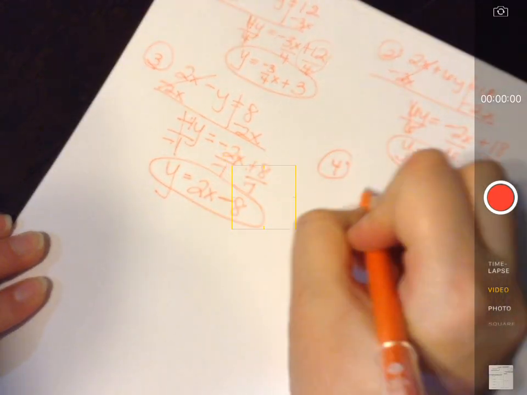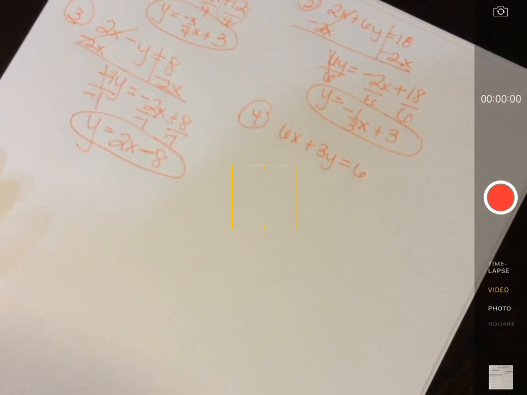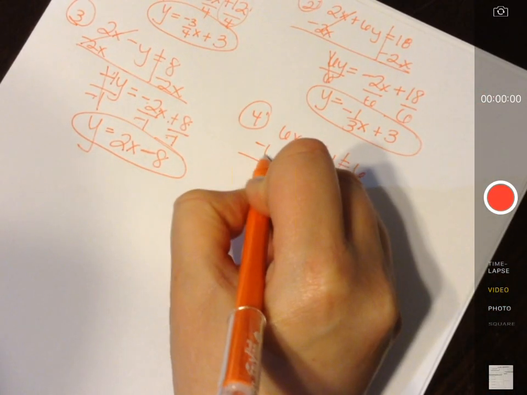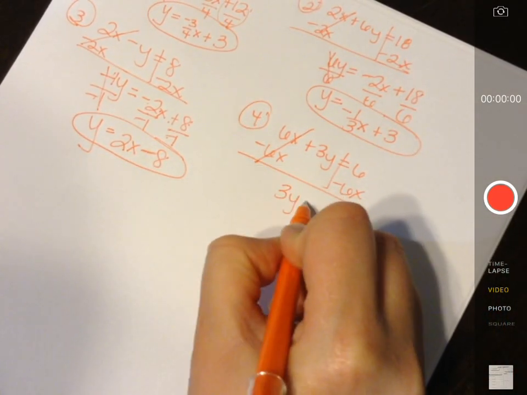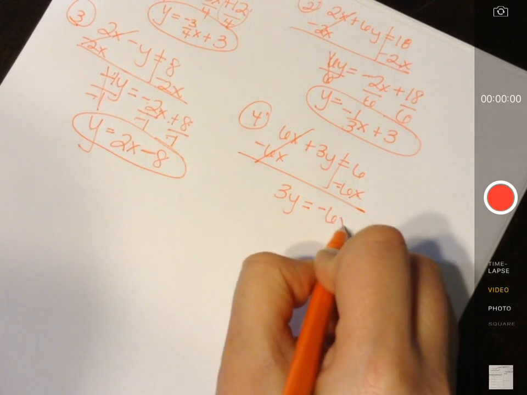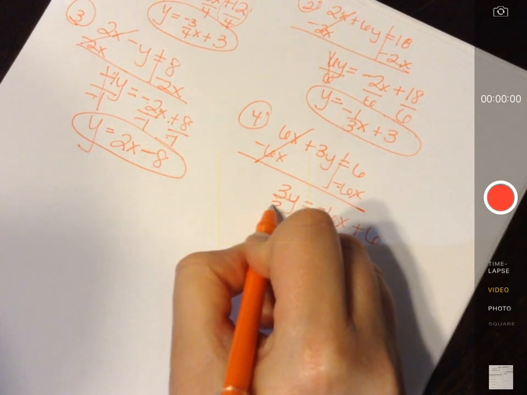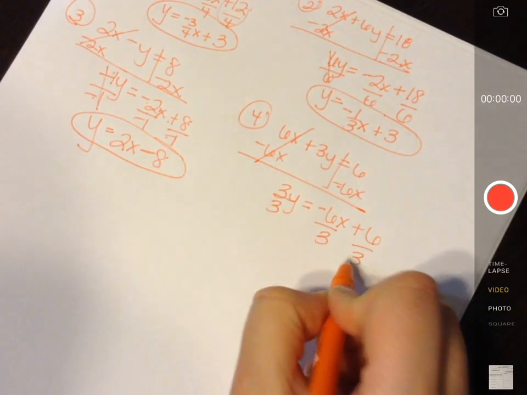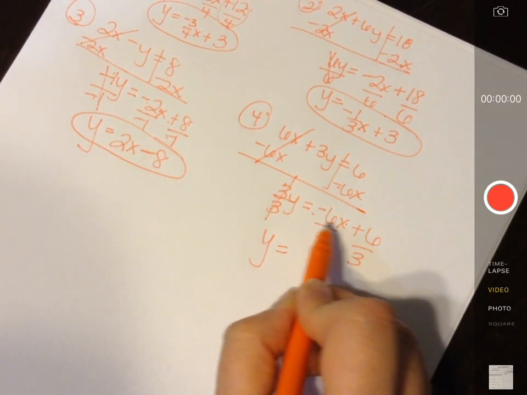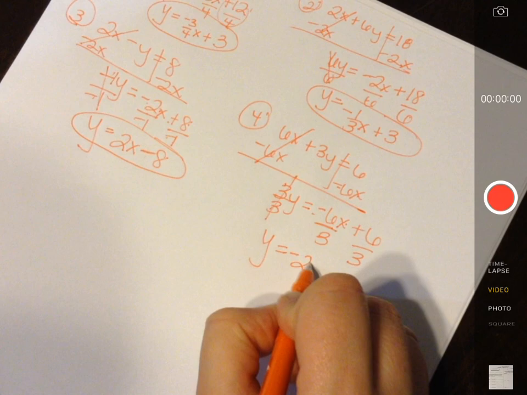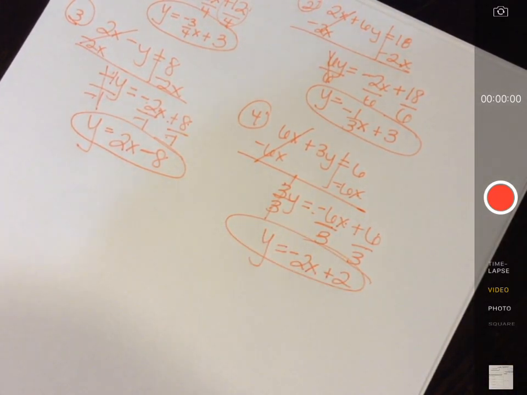Number 4. 6x plus 3y equals 6. I want to get rid of the 6x. That leaves me with 3y equals negative 6x plus 6. I then will divide everything by 3, so y is alone. 3 divided by 3 leaves me with 1y. Negative 6 divided by 3 leaves me with negative 2x. And 6 divided by 3 just leaves me with a positive 2.